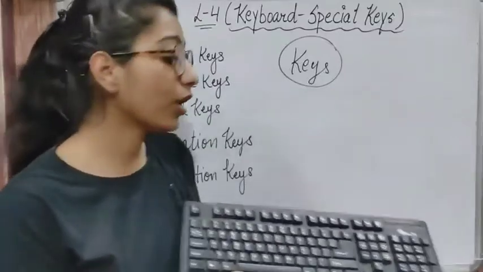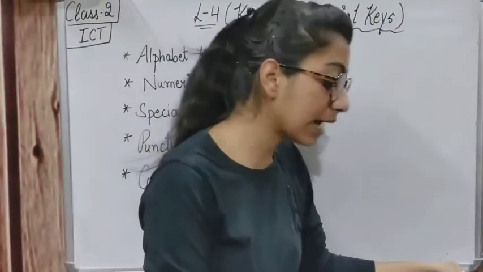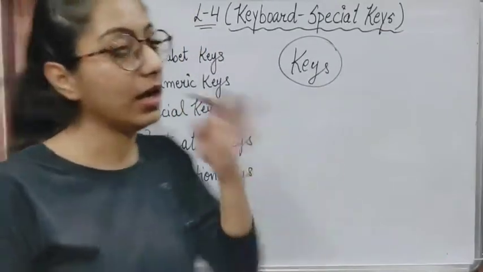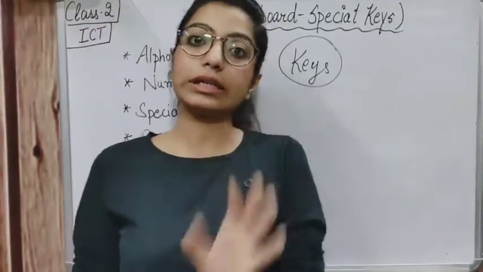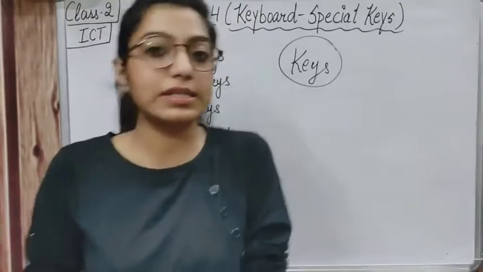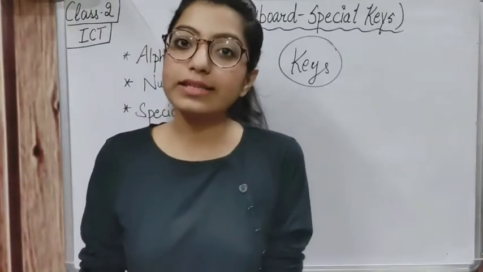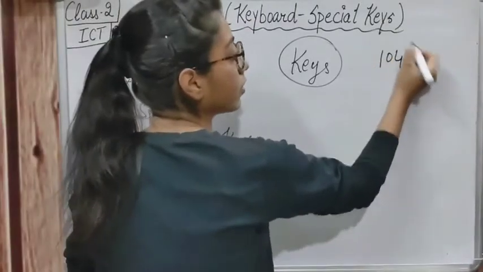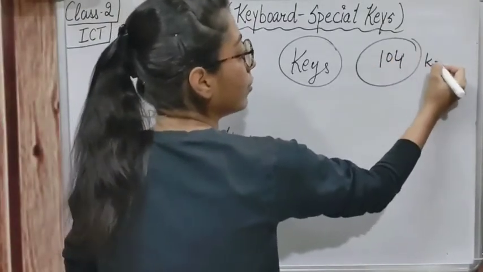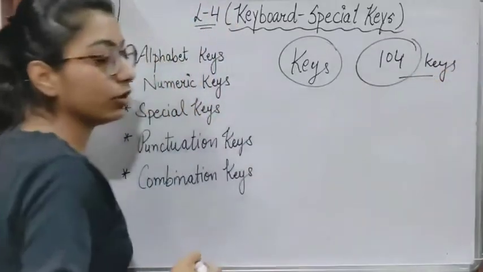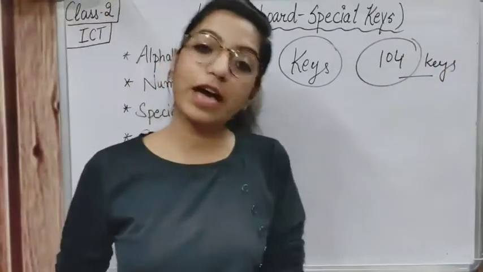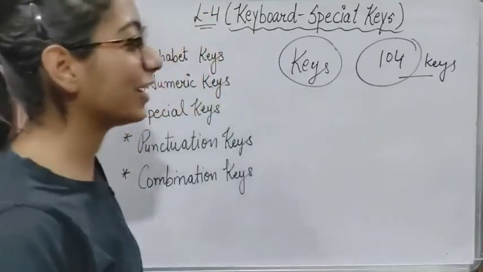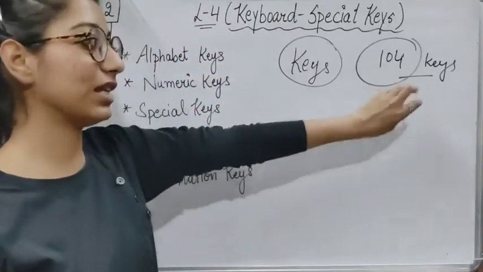So now I'm going to tell you about the parts. कितनी तरह की keys हैं. Firstly, how many total keys are there in the keyboard? Total keys कितनी हैं? There are 104 keys in the standard keyboard, right? 105 तो नहीं होती ना? Yes, 104 keys are the correct one. So 104 keys in it.